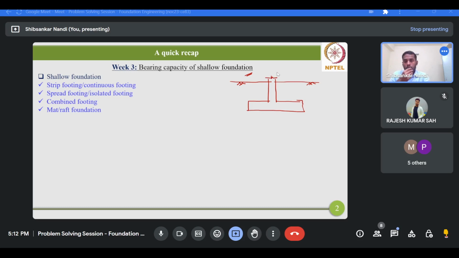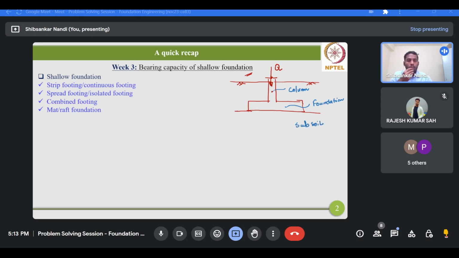So this is the column, and this carries a concentrated load Q, and this Q load is basically distributed through this footing. So this is the column and this is the foundation. So this is the subsoil.